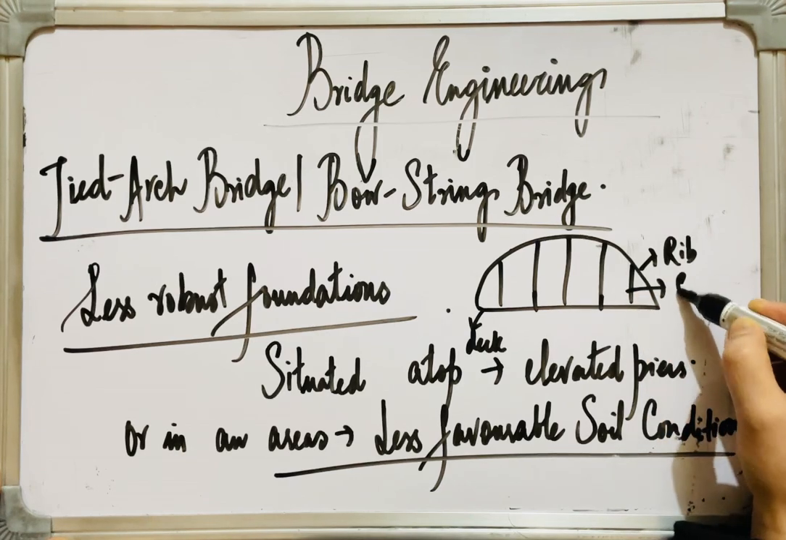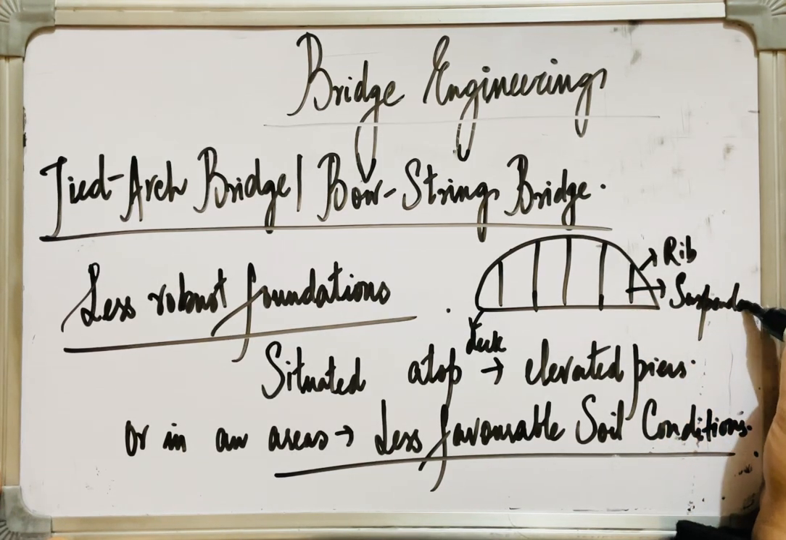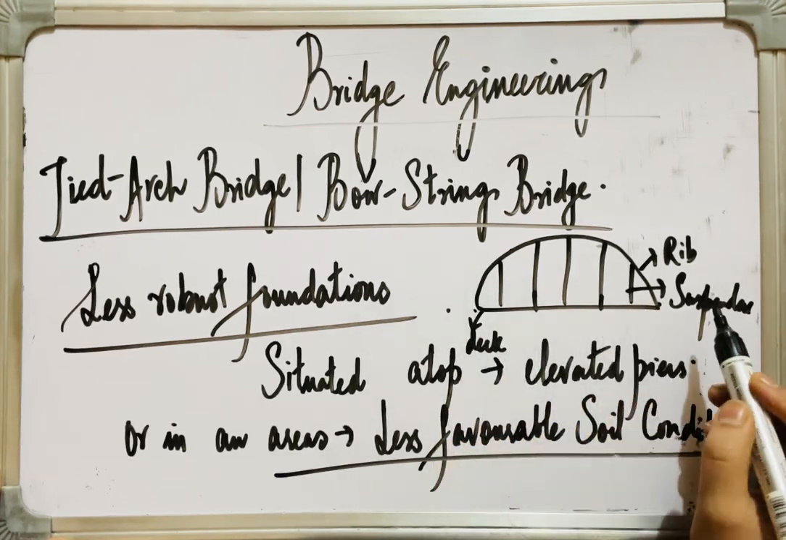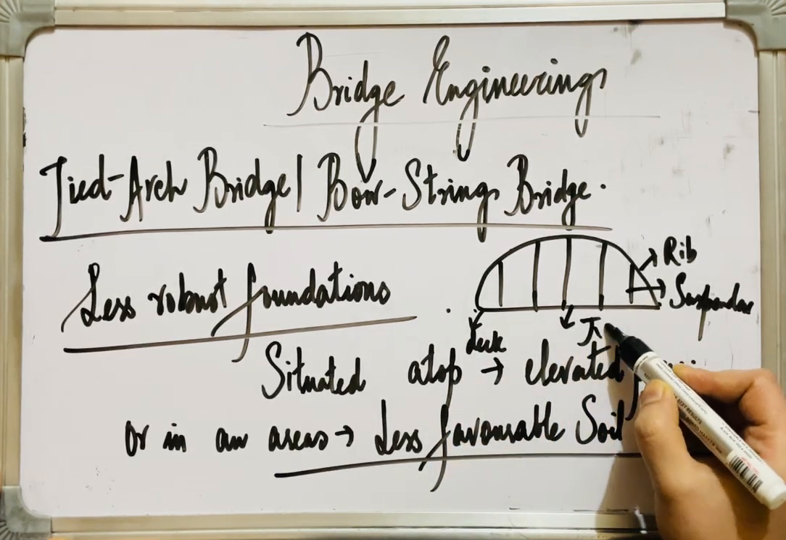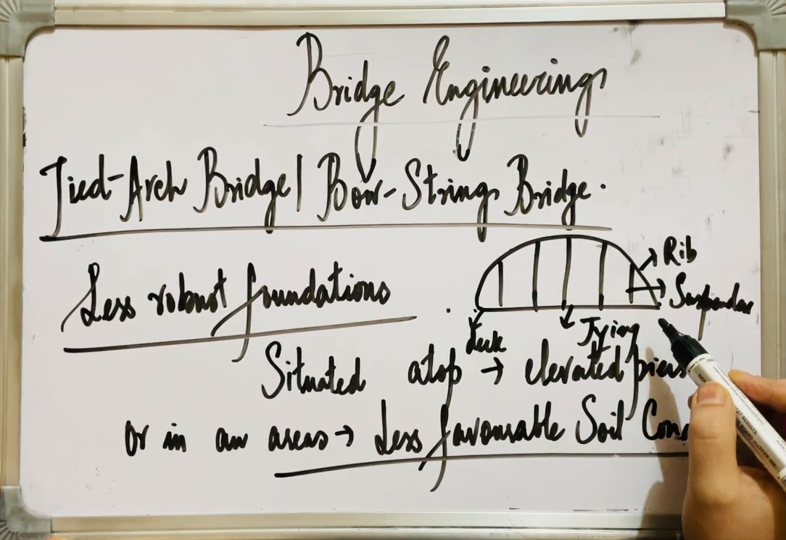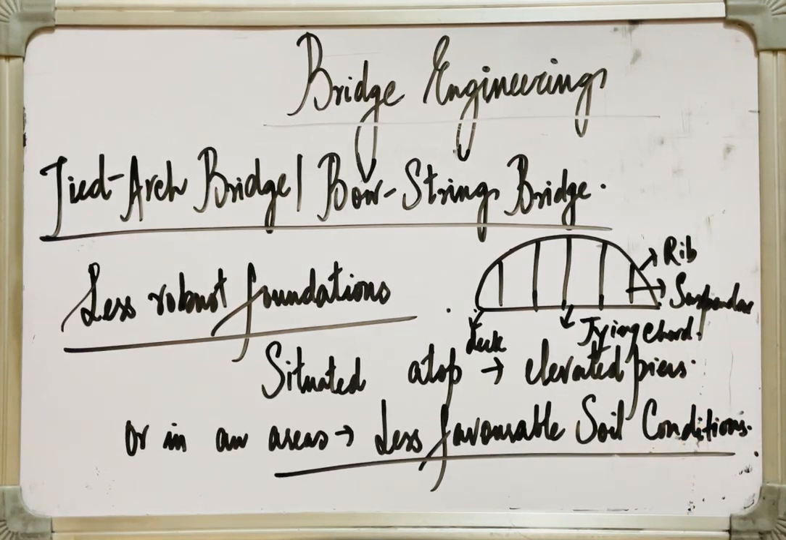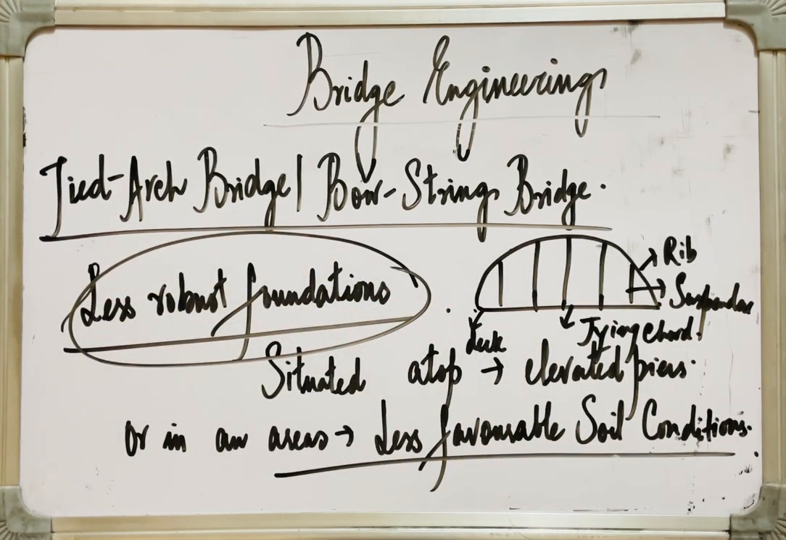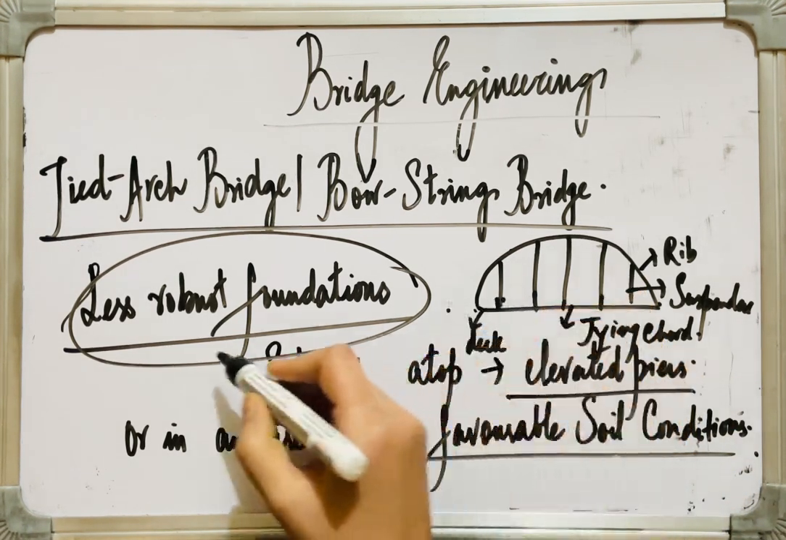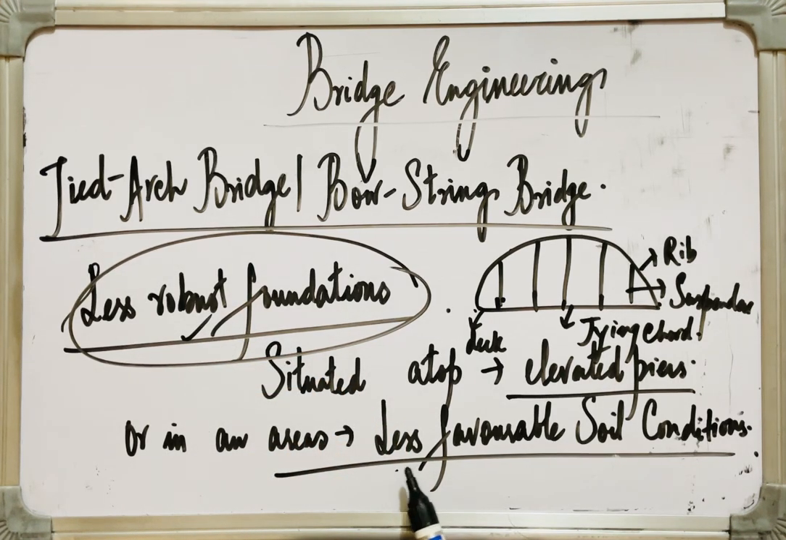All right. The two ends of the arch at the springing levels are tied together by the tying cord, which may be the bridge structure itself or may consist of separate independent tie rods. So the advantage is that they can be situated, since we have to go for less robust foundations because horizontal forces are borne by this tying cord. So they can be situated atop elevated piers or in areas with less favorable soil conditions, because we don't have to go for more robust foundations. So they can be used in areas with less favorable soil conditions.